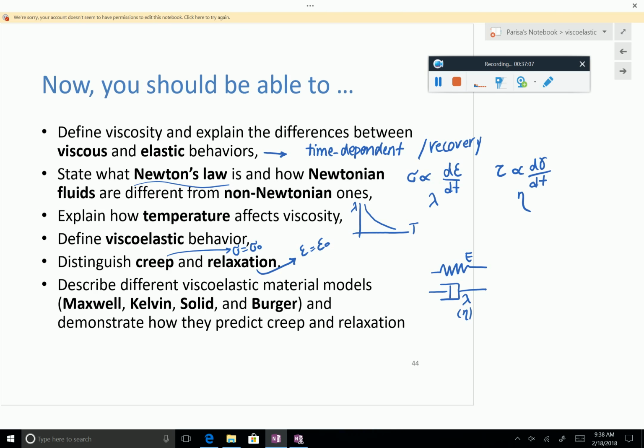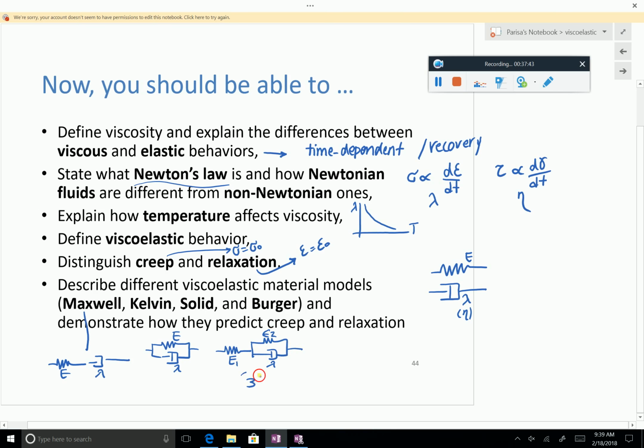So we learned about the Maxwell model, where the spring and the dashpot are in series. We have two model parameters. We have the Kelvin model, where the two are in parallel, and we have the solid model, which is just adding a spring in series to a Kelvin model. And now we have three model parameters. So here we had 2, here we had 2, and here we have 3.